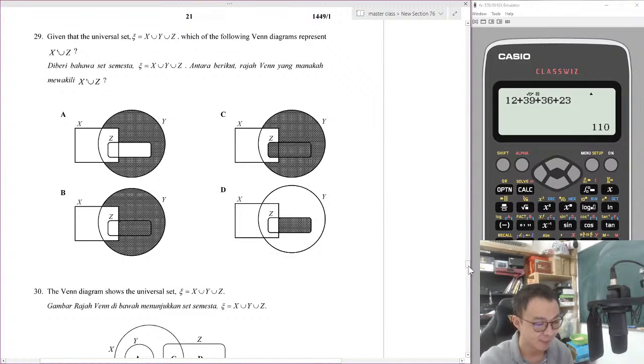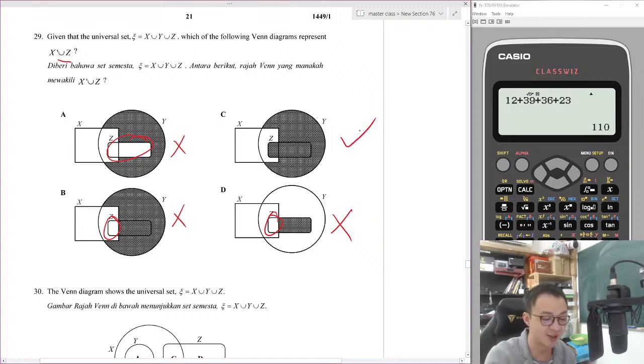Okay, X complement union Z. Union is something very easy. Whenever you see union Z, it must include everything of Z. So you can see this one doesn't include, wrong. This one doesn't have Z, wrong. This one doesn't include Z, wrong. So the answer is here. When union Z, I don't care what you have in front, but you must cover everything of Z. This is the purpose of union Z.